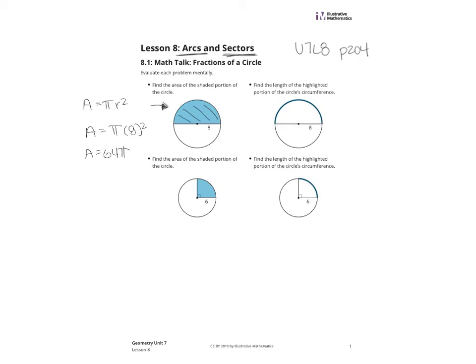That, however, is not the area of my shaded region. My shaded region is only a portion of my circle. It happens to be half of it. So I would divide this by 2 because it's half of my circle. And the area of my blue shaded region would be 32 pi. In math, we call this shaded blue region a sector. It's a portion of the circle. And part of the outside of the circle, we call that an arc.